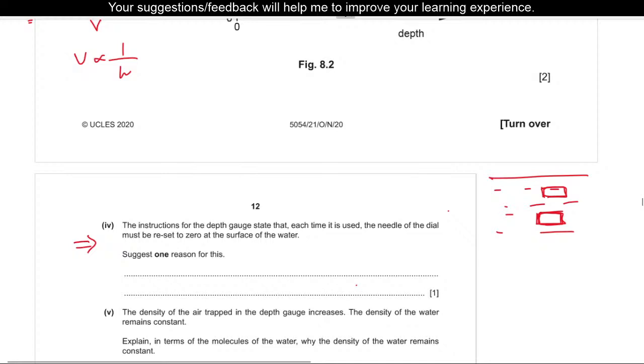Okay, another response, atmospheric pressure is not considered. Yes, this seems too near to right.